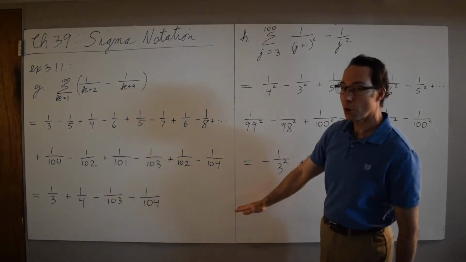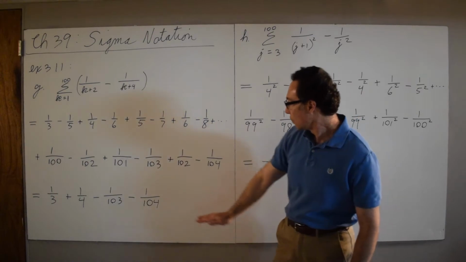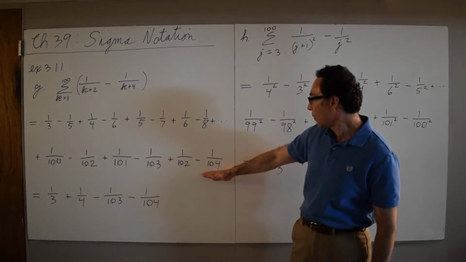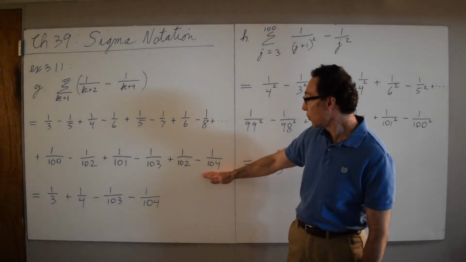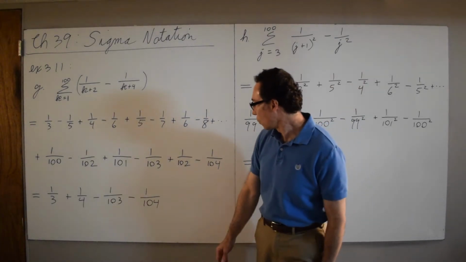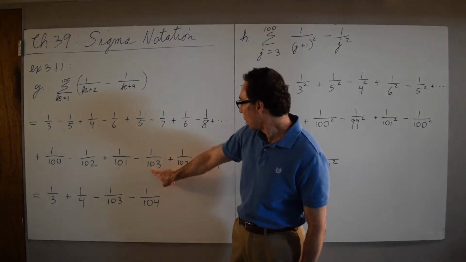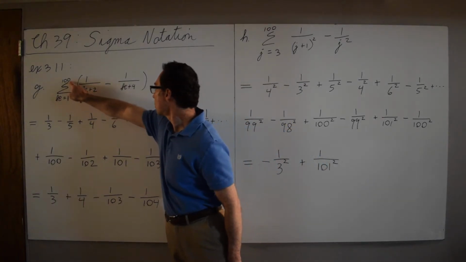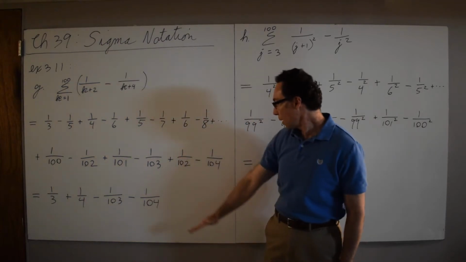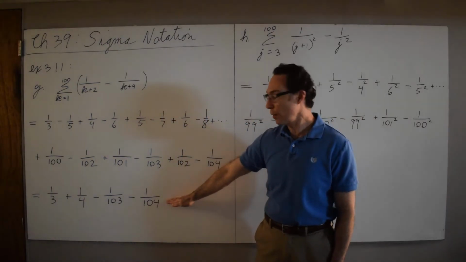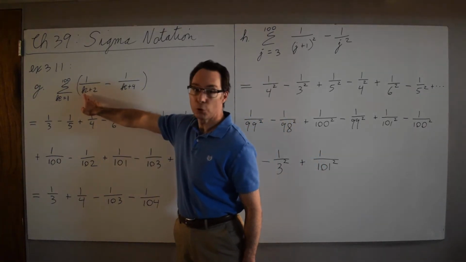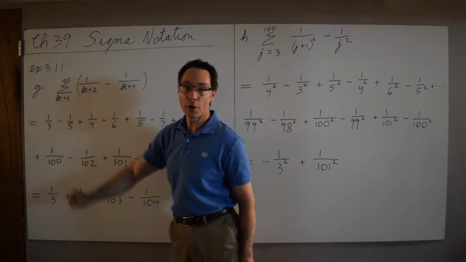Now we have two terms left at the end though. We have a negative 1 divided by 103 and a negative 1 divided by 104. Why don't those cancel? Well, in order to have a positive 1 divided by 103, k would have to be 101, but it stops at 100. Likewise, in order to have a positive 1 divided by 104, k would have to be 102, but we stop at 100.